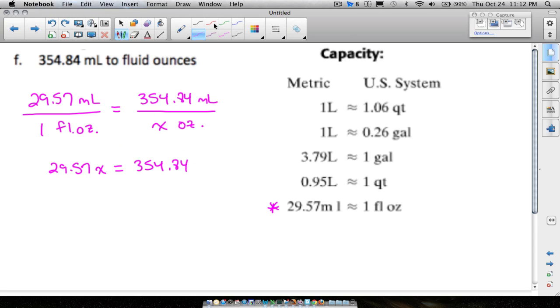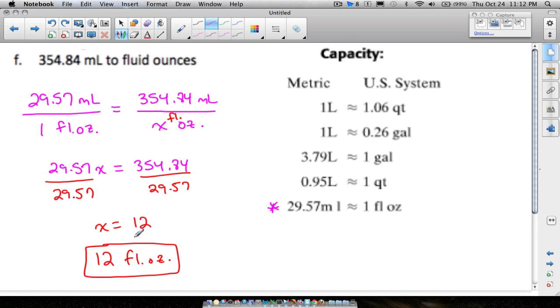354.84. And now let's divide by 29.57 on both sides. Therefore, we get x equals, dividing this, going to the calculator, 354.84 divided by 29.57. Oh, nice number. We get x equals 12. So therefore, our answer will be 12 what? We're trying to find ounces, and actually I left off something that should be fluid ounces. We are talking about a liquid here, fluid ounces.